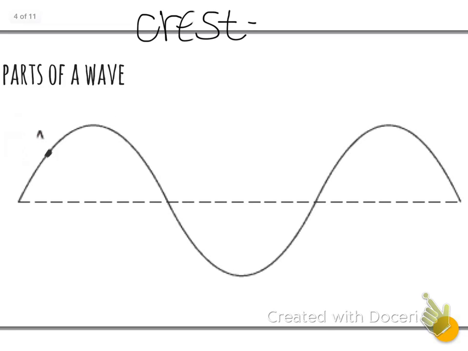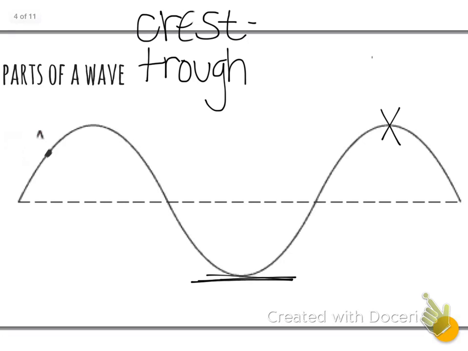Then we also have something called a trough. This is the trough of this wave. So if the crest was the highest point and it was up here, and this is the trough, it is the lowest point. So your trough is your lowest point of a wave.